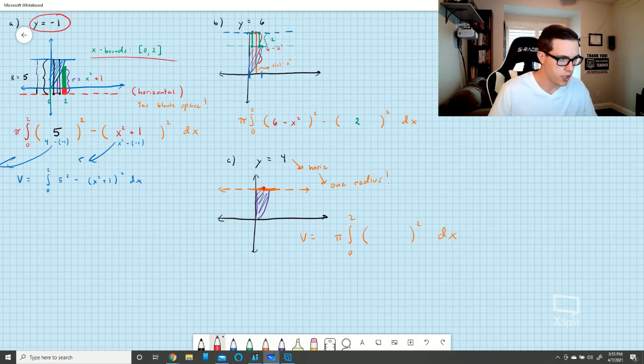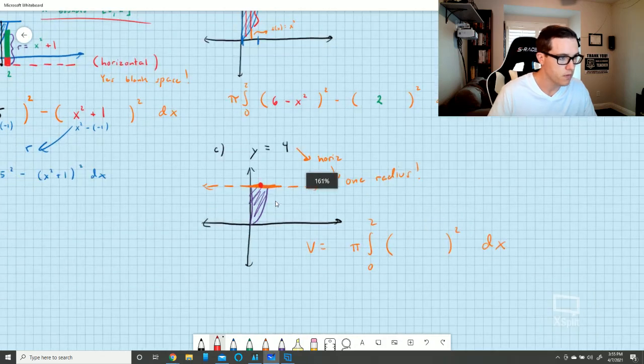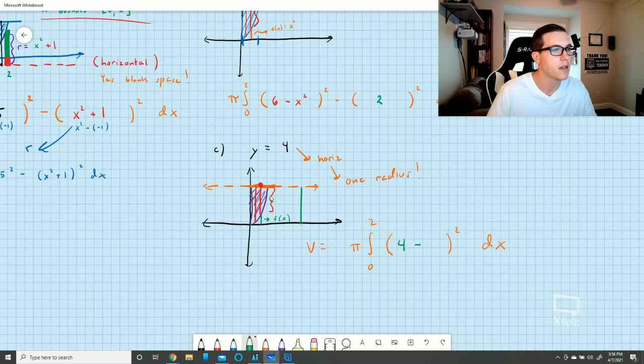So if it's one radius, we go back to those rules. Start at axis of rotation. Through blank space, oh no, I lied. Axis of rotation through shaded area, stop at outer edge. Draw it one more time to see if it changed. It changed. What is this distance? Well, let's do it one more time what we just did in the last one. This distance in green is the function. So the distance we're looking for is the whole distance, 4 minus the function, or 4 minus x squared. Done.